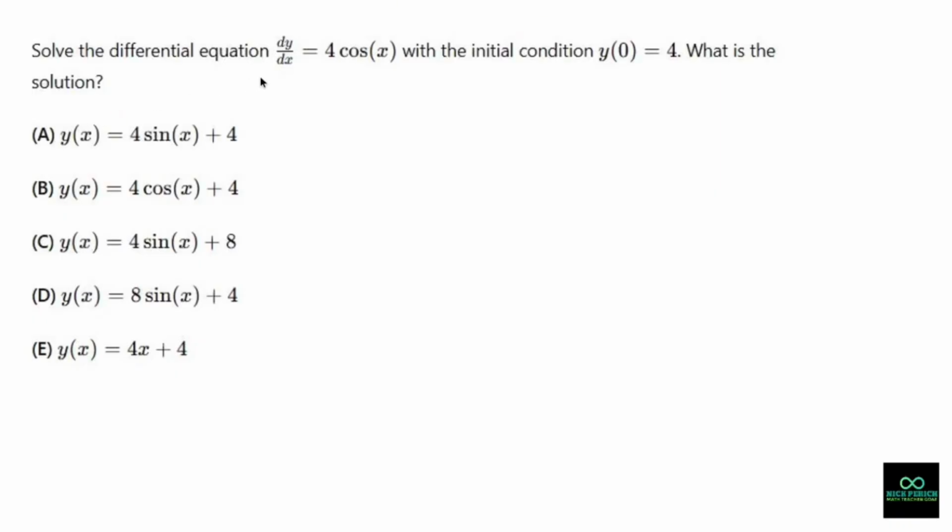Solve the differential equation dy/dx equals 4 cos x with the initial condition y of 0 equals 4. What is the solution? Well, if I want to get y of x, what I'm going to do is integrate both sides here, because the integral of a derivative gets it back to its original function. So this would give me y of x. So y of x is going to equal the integral of 4 cosine x dx.